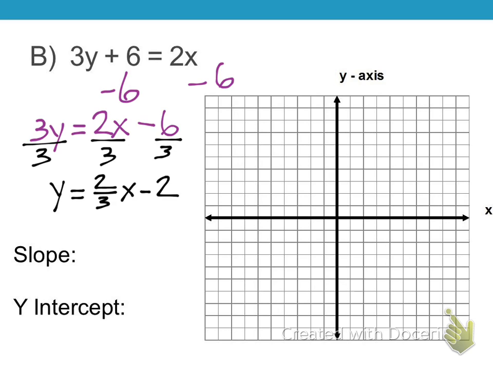What's my slope? What's my y-intercept? 0, -2. Don't forget the negative. All right, so I'm going to start where? Yeah, I'm going to start at -2 on the y-axis. That's the point 0, -2. From there, what am I going to do? I'm going to rise 2, run 3. Then you rise 2, and you run 3.